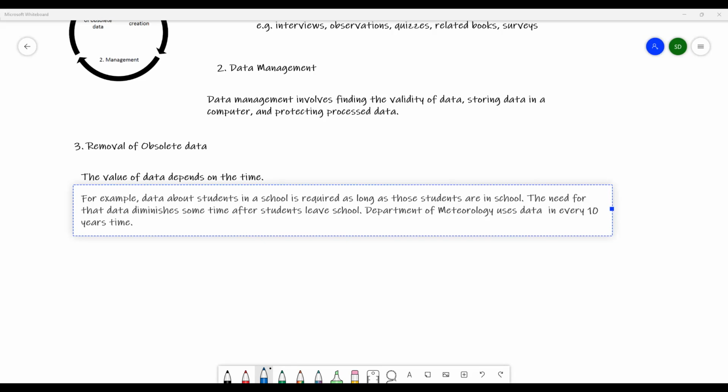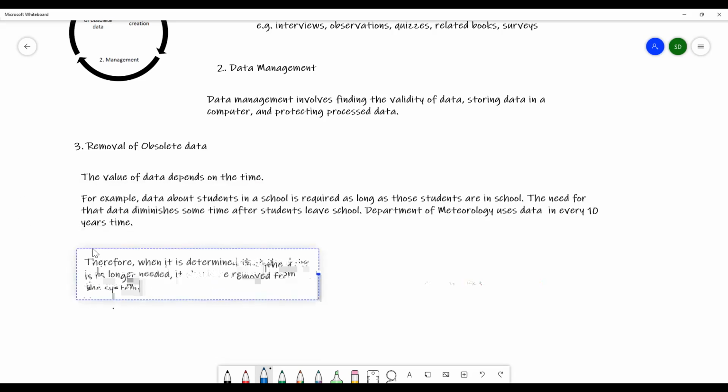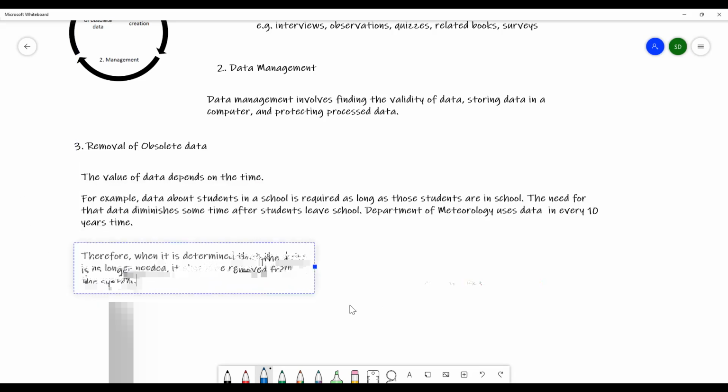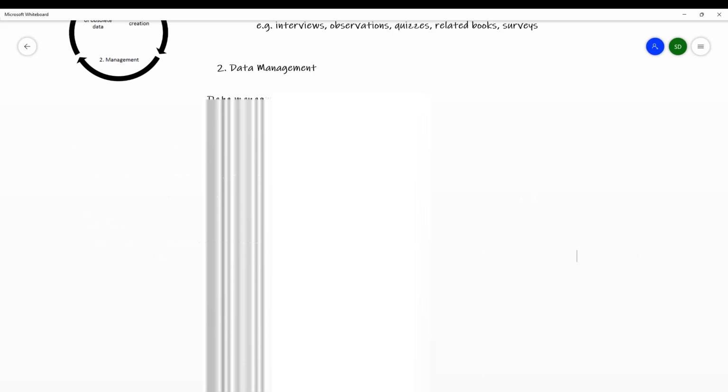So make a note of this as the last point. When we figure out that data is not important, we need to remove it. So when we say the data is no longer needed, then it should be removed from the system.